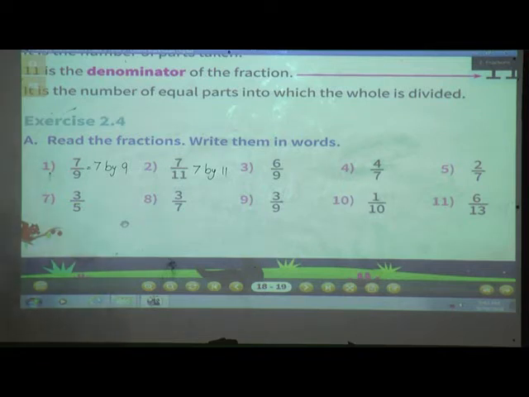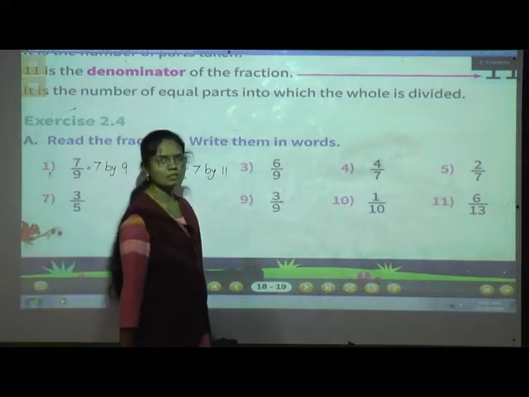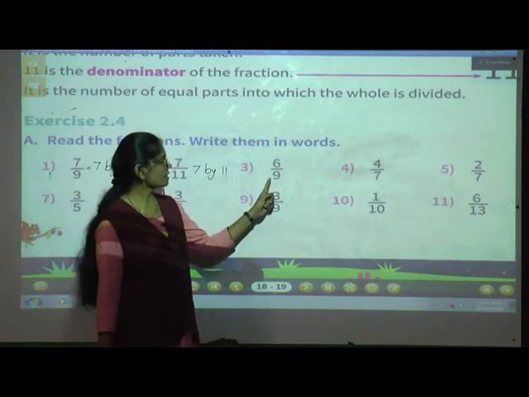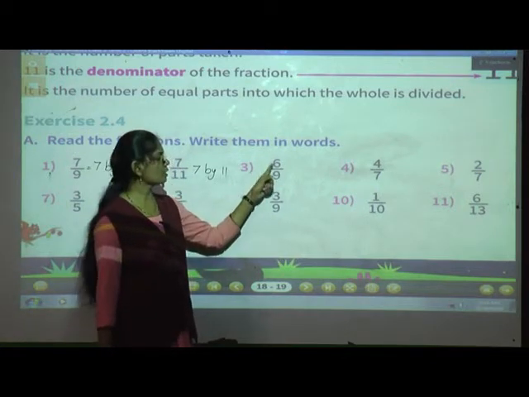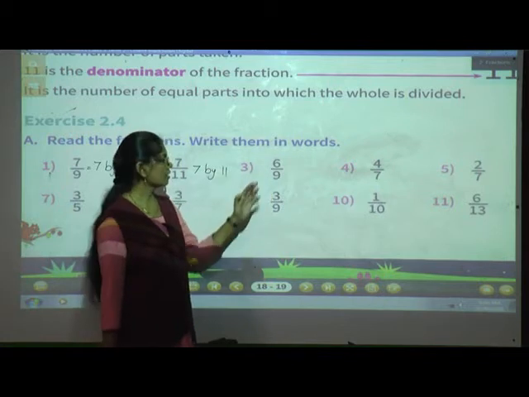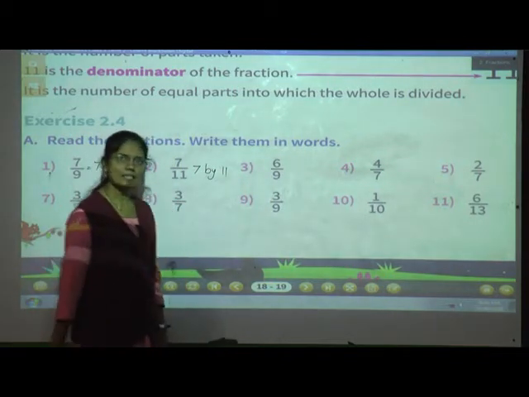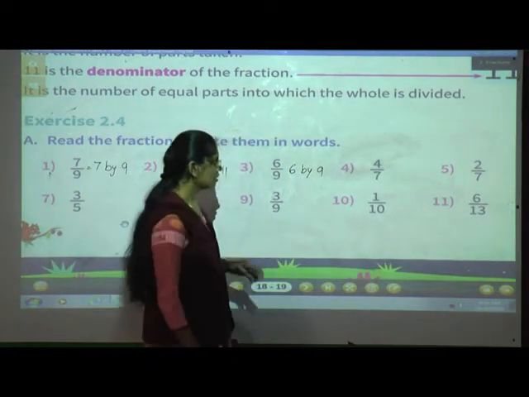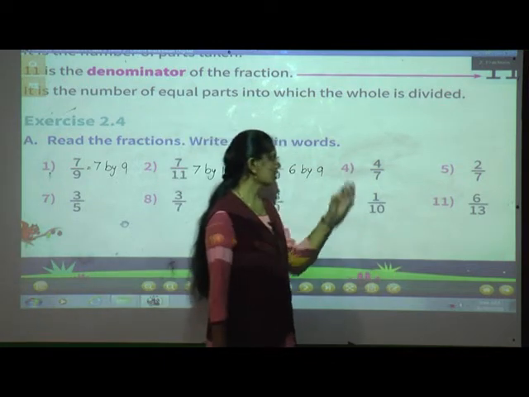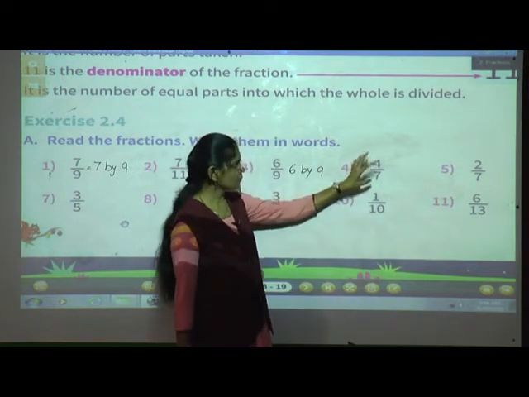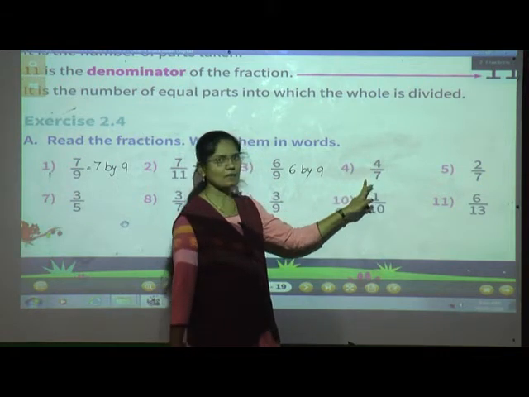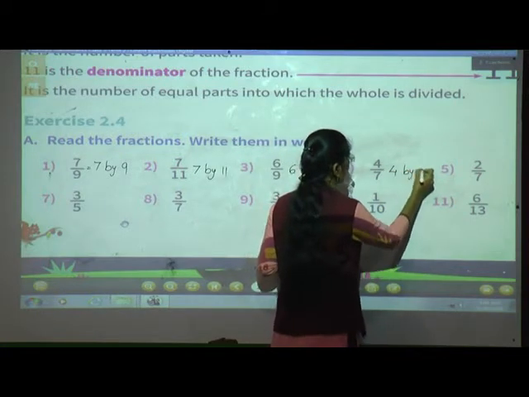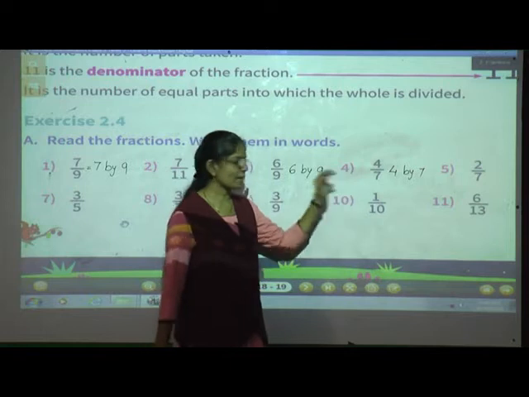See the third example. Here what is the numerator? Numerator is 6. And what is the denominator? Denominator is 9. Yes, 6 is the numerator and 9 is the denominator. So read this fraction, 6/9. Correct. So here you can write 6/9. Then see this fourth example. In this fraction 4 is the numerator and 7 is the denominator. So we can write here 4/7. In this way we can read this fraction.